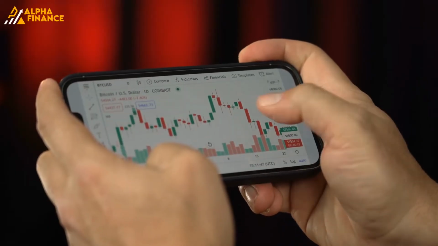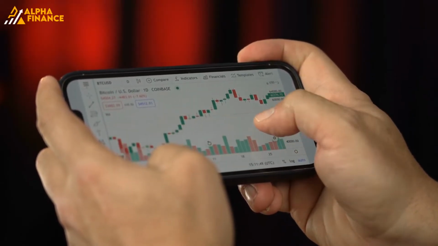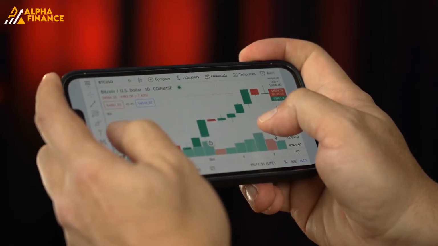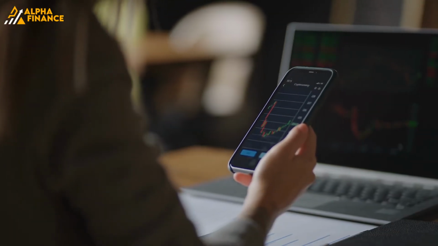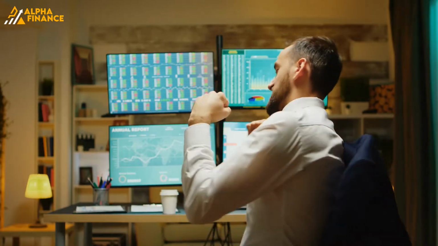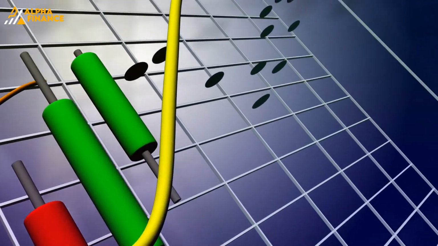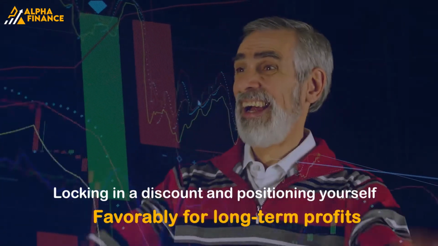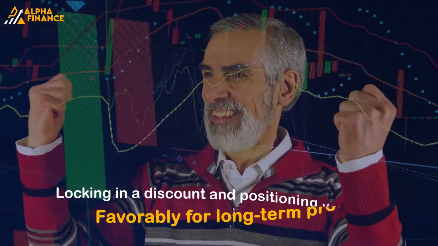When used properly, dollar cost averaging protects investors against their own irrational decisions. As the market fluctuates, investors' emotions, particularly fear and greed, can very well lead them to make irrational trading choices. If you use dollar cost averaging, you may purchase when others are selling out of fear, locking in a discount and positioning yourself favorably for long-term profits.